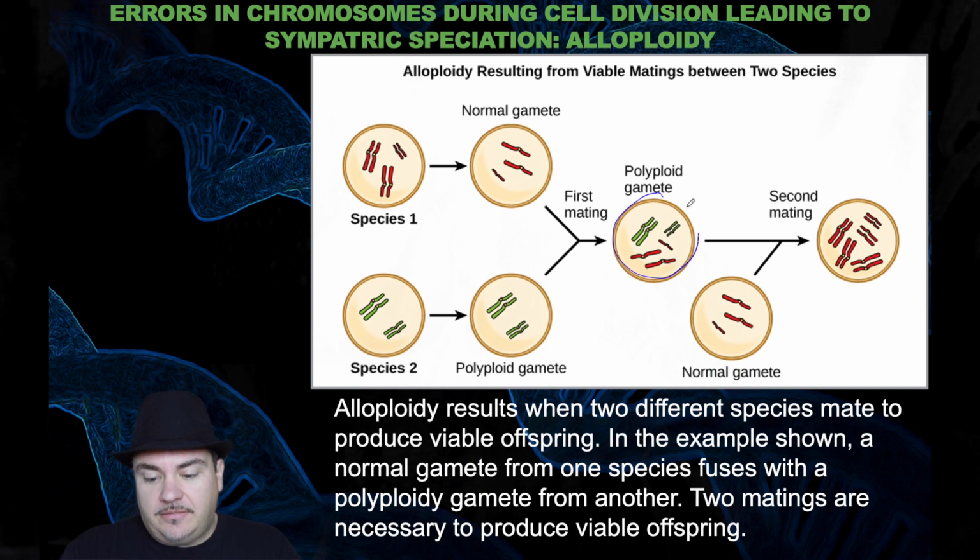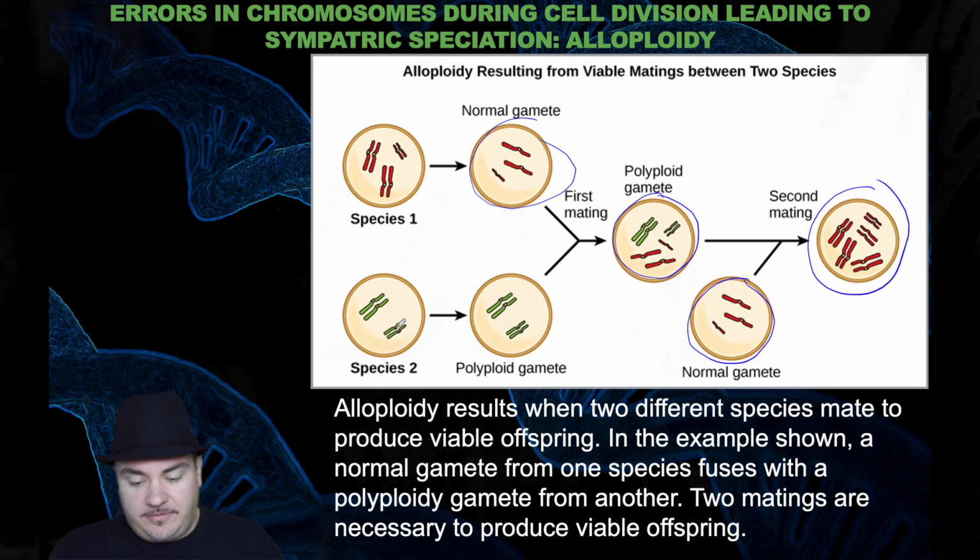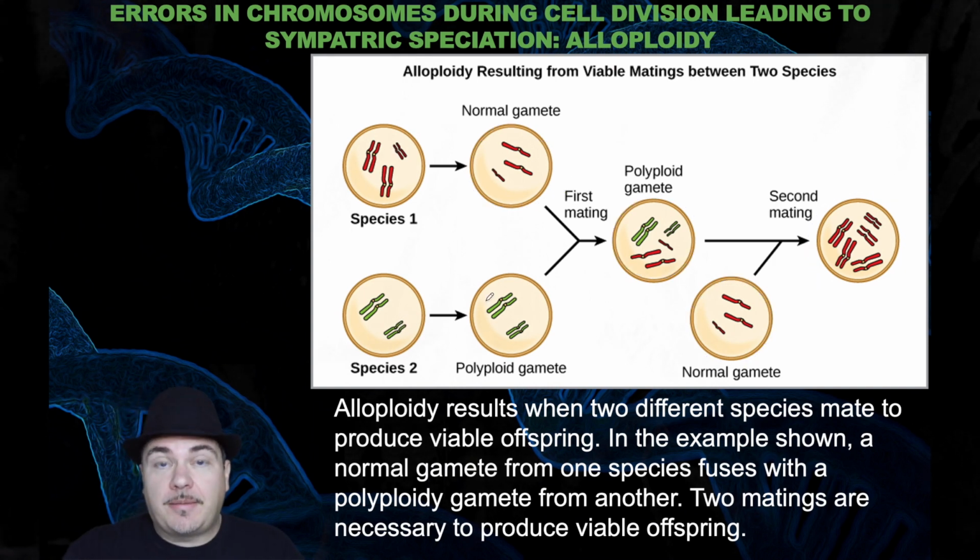These combine, and then it mates again with a normal gamete, and that will end up with this new species that will have 5 different types of chromosomes instead of the 3 that this species had or the 2 that this species had. Again, you're not going to see that happen in humans. Okay, that would be lethal for us. But again, plants can do this just fine. Okay, it can produce viable and fertile offspring.